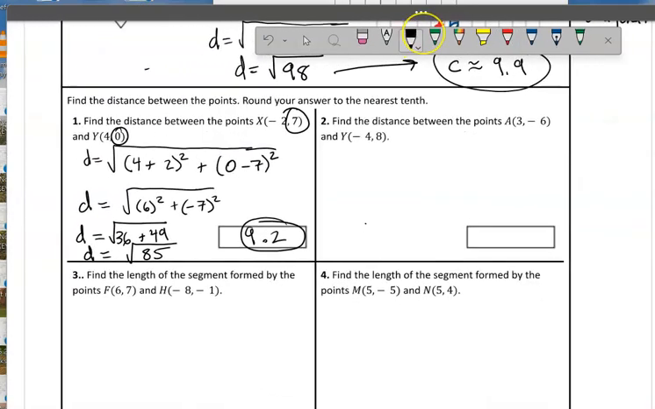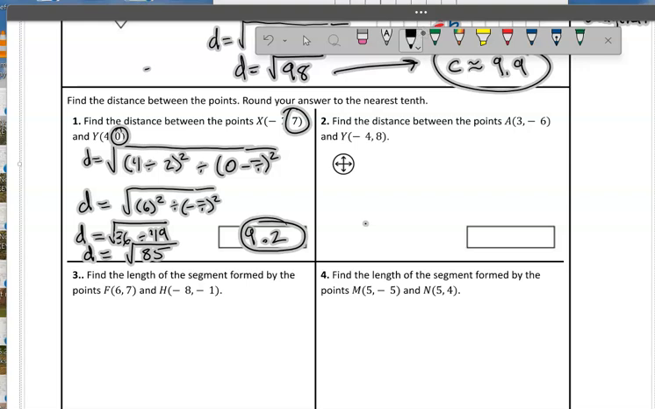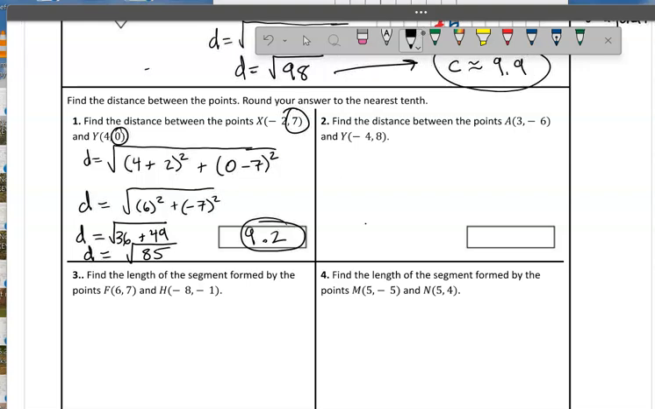Let's try number 2. Find the distance between the points 3, negative 6 and negative 4, 8. So I'm going to plug these values into the distance formula. You do x2 minus x1 in parentheses, and then you square it, plus, and then you do y2 minus y1 in the parentheses, and then you square it.